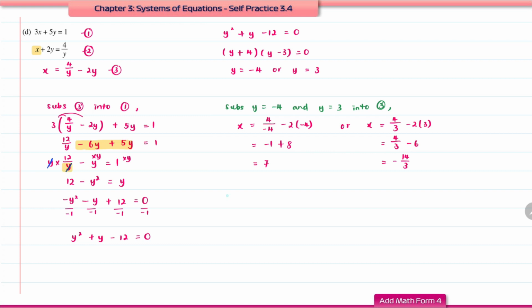So the answer for questions D will be, when the x is equal to 7, the y is equal to negative 4. And another pair of answers will be, when the x is equal to negative 14 over 3, the y will be 3.